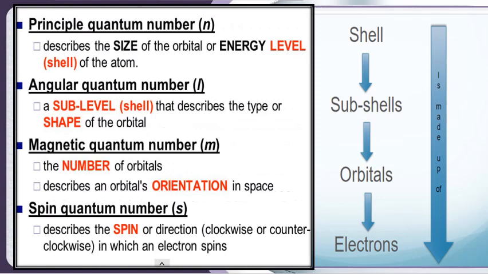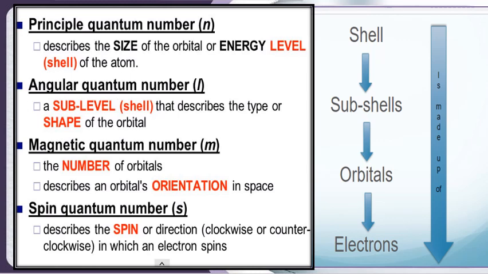Now, there are four quantum numbers by name. Number one, principal quantum number, which is represented by n, which describes the size of an orbital or the energy level, that is basically the shell of an atom. Second one is angular quantum number, that is represented by L. It tells you about the sublevels or the subshells, and it gives you the shape of the subshells, that is S, P, D, or F.